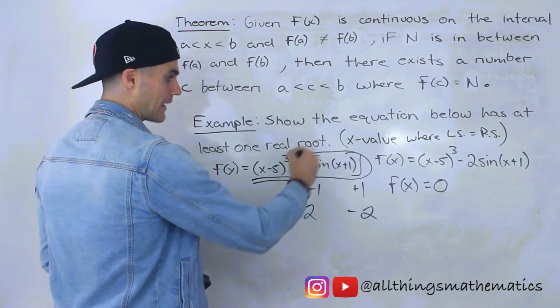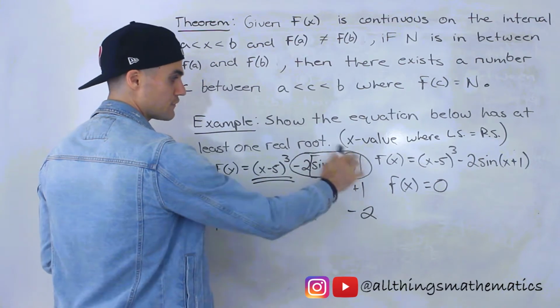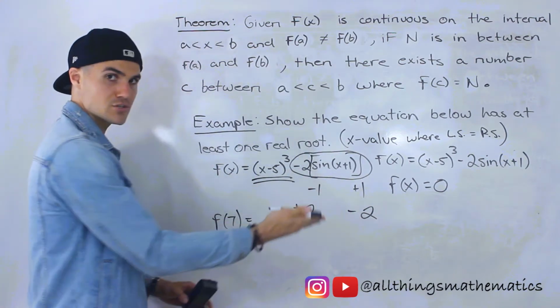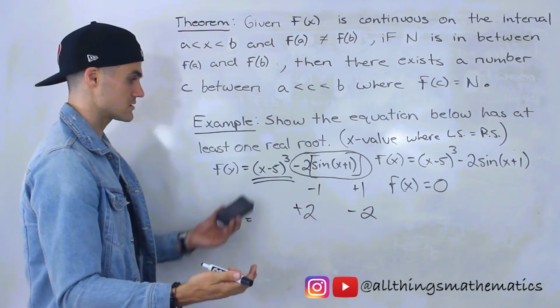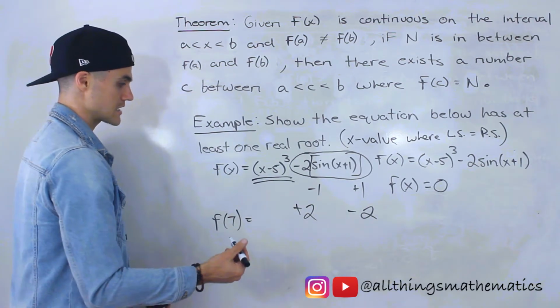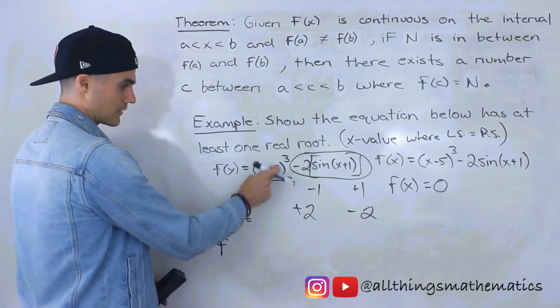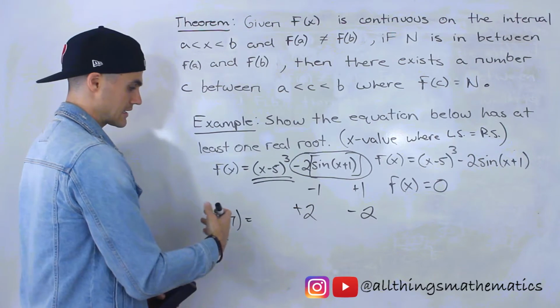And no matter what happens here, if this ends up taking its minimum value, 8 minus 2 is still going to give us a positive number. It's still going to give us positive 6. And then we could pick an x value that we plug in here that's going to be less than -2.